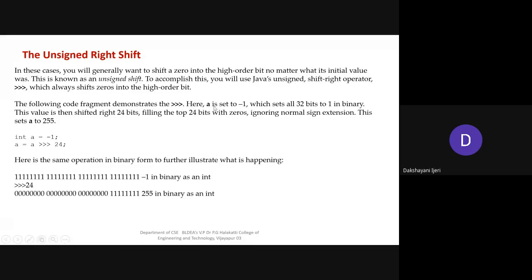So here A is set to -1, which sets all the 32 bits to 1 in the binary number. Okay, so this value is then shifted right by 24 positions. So 24 bits need to be shifted, filling the top 24, that is the left hand side 24 bits, with zeros, ignoring the normal sign extension. So this kind of shifting is said to be the unsigned right shift. Even if you have the negative integer, you are going to fill the rest of the positions with zeros over there, right?